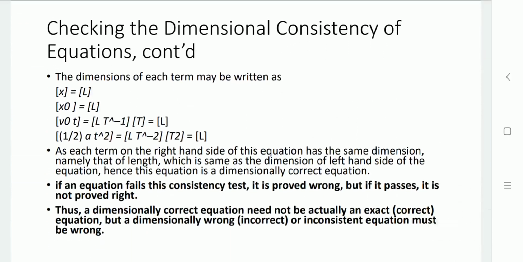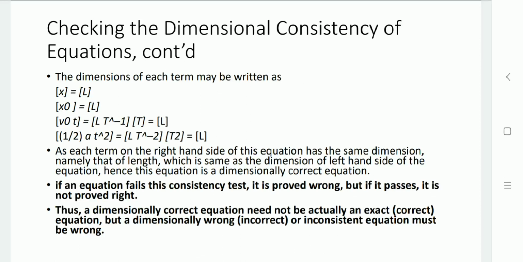So this equation gives you the correct equation based on this homogeneity equation. On both sides we are getting a length physical quantity. If any equation fails to provide this consistency test, then it is proved wrong. But if it passes, it means it is not always right. If this property is wrong, then the equation is completely wrong. But if this passes, we cannot say that it is always right.